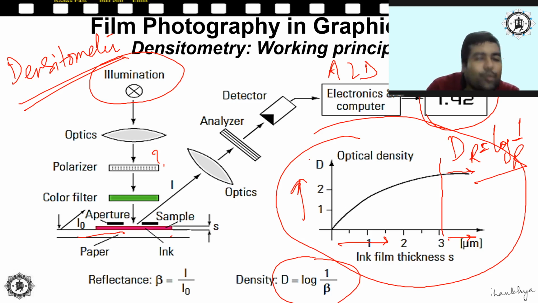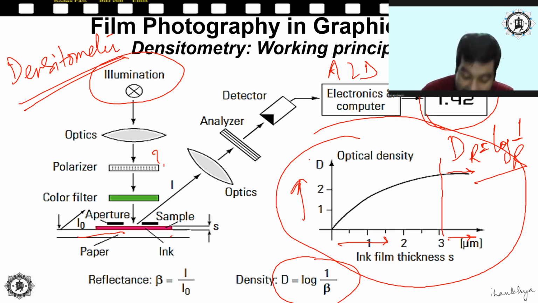Now you may ask why this is happening, because in the previous example we had seen that with the increase in the ink film thickness, the optical density is going to go up. Why will it go up? Because the amount of light that is getting reflected back from the printed ink film is getting reduced as we increase the ink film thickness, because greater ink film thickness will absorb a greater amount of light. But then why is this happening? Just pause the video and think for a bit. I'll give you the answer.